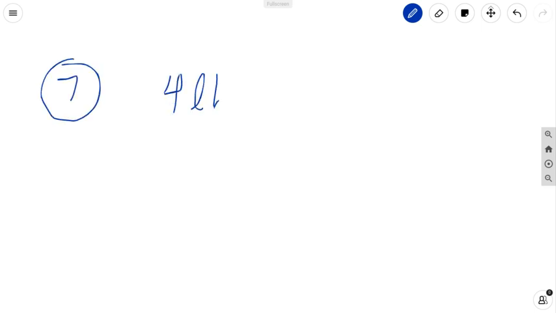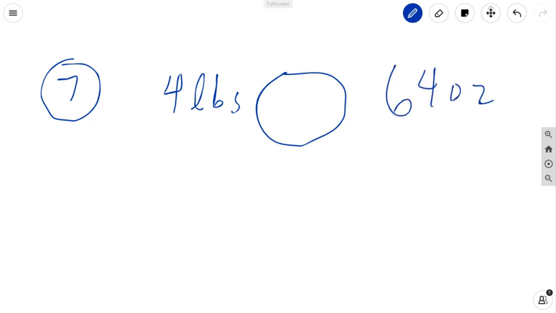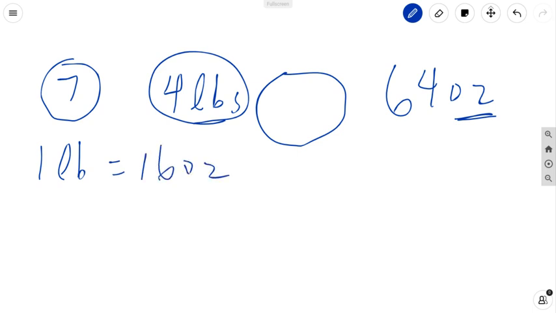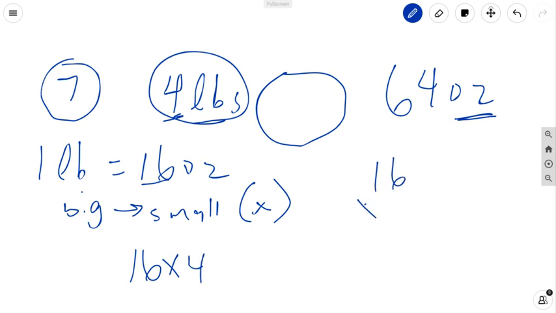I have 4 pounds. I'm going to compare. I want to know if it's greater than, less than, or equal to 64 ounces. Well, I have 64 ounces on this side, and I want to turn the pounds into ounces. I know that 1 pound equals 16 ounces. So if I'm going from a big to a small, I'm going to multiply. So I'm going to take 4 and multiply it by 16. 16 times 4, 64. Oh, man, they are the same. 4 pounds is equal to 64 ounces.